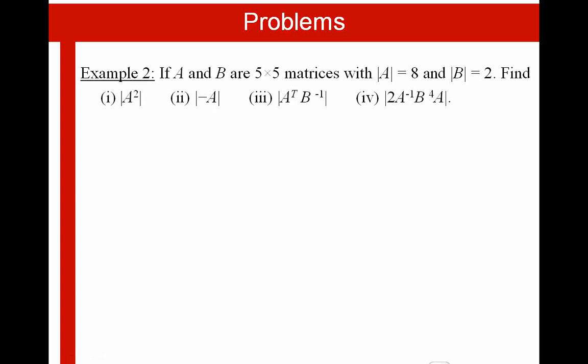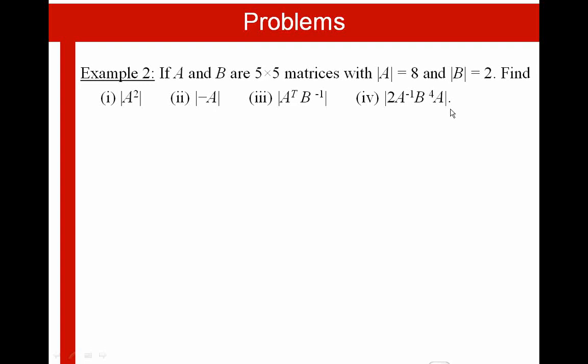If A and B are 5 by 5 matrices, 5 rows and 5 columns each, with the determinant of A equal to 8 and the determinant of B equal to 2, we're being asked to find: first, the determinant of A to the power 2; second, the determinant of minus A; third, the determinant of A transpose times B minus 1; and fourth, the determinant of 2 times A minus 1 times B to the power 4 times A.